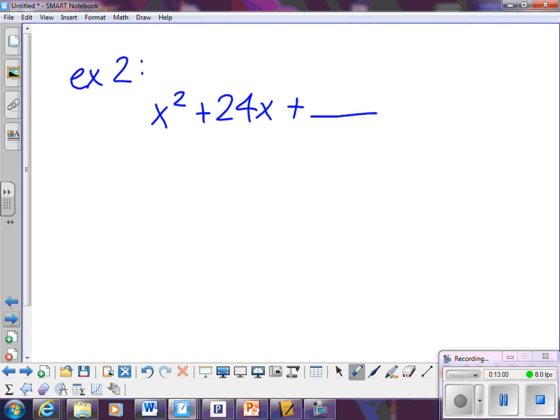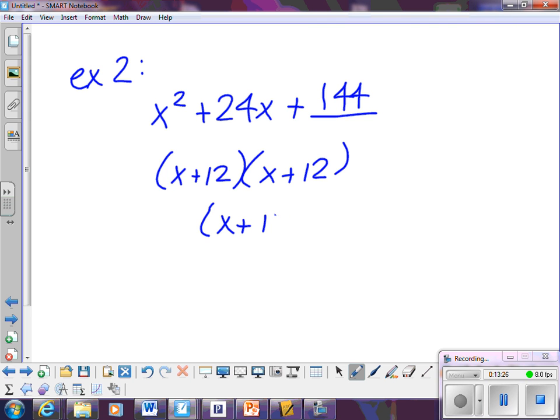I like to leave the blank because that makes you realize, hey, I got to half it then square it. So go ahead and try it. All right. You should be done. What's the number that you get? Yeah, you put 144 here, right? So when I break that down, what goes in my parentheses? Yep, x plus 12. So that's actually x plus 12 squared.